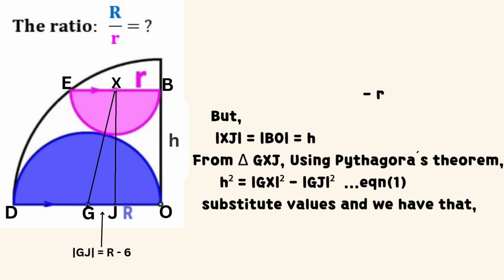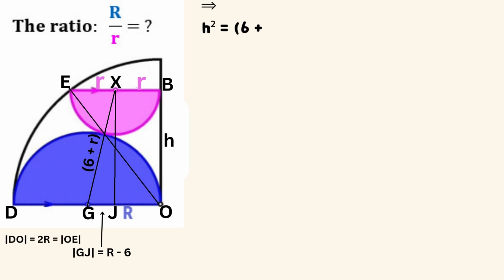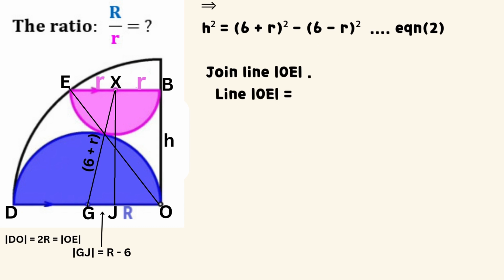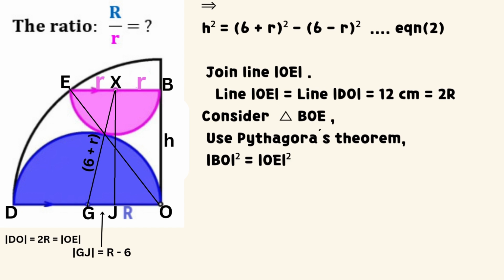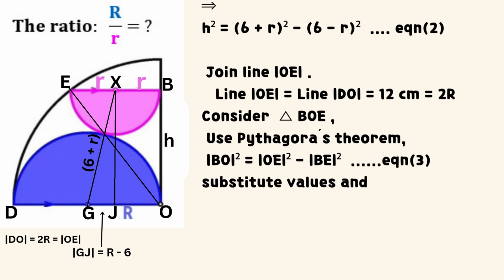Substitute values and we have that the square of H equals the result shown on the screen. We call it equation 2. Join line OE. Line OE equals line DO, which equals 12 centimeters. The result equals 2 times R.